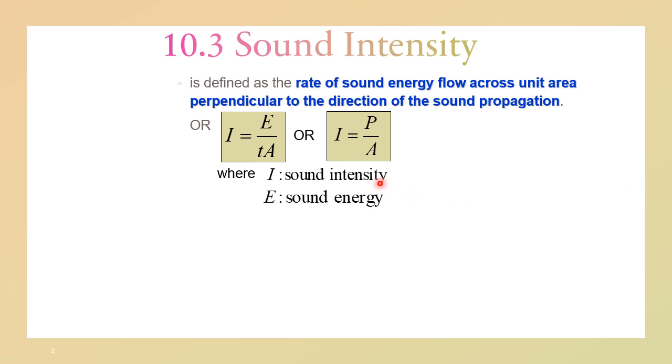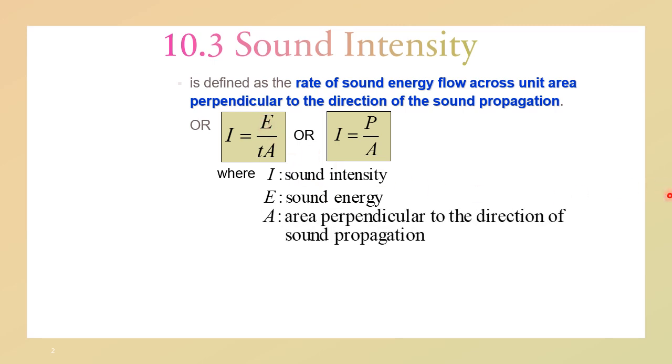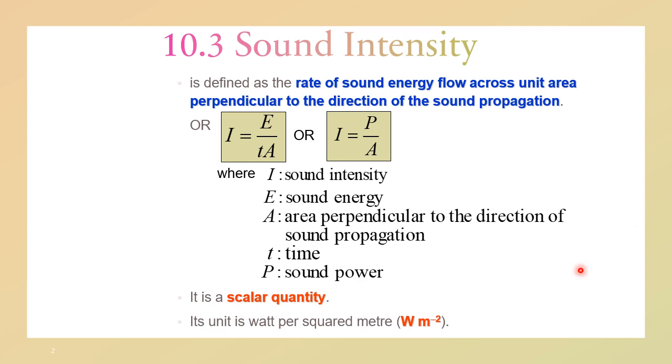I is the symbol of sound intensity. E is sound energy. A is area perpendicular to the direction of sound propagation. T is time. And P is sound power. Sound intensity is a scalar quantity. And the unit is watt per square meter, watt per meter squared.